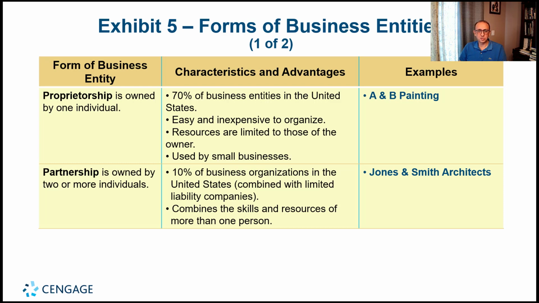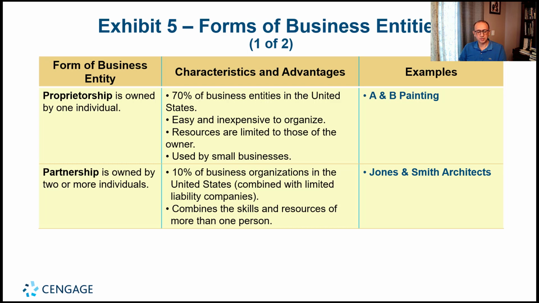So 70% of business entities in the United States are in the form of sole proprietorships. Why is this the case? Because it's easy and inexpensive to organize. Resources are limited to those of the owner. So remember, I would consider that to be a disadvantage, because this one owner is the only source of resources for that business. And in most cases, small businesses operate in this kind of form. It's a one-man show, if you can call it. And in this case, usually the owner is the person who operates the business too.